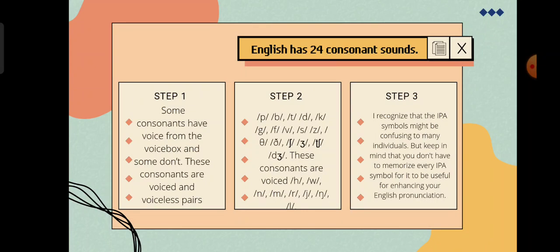Some consonants have voice and some don't. So these consonants are voiced and voiceless pairs. This is the example, as you can see in step 2. So in step 3, I recognize that the IPA symbols might be confusing to many individuals, but keep in mind that you don't have to memorize every IPA symbol for it to be useful for enhancing your English pronunciation.